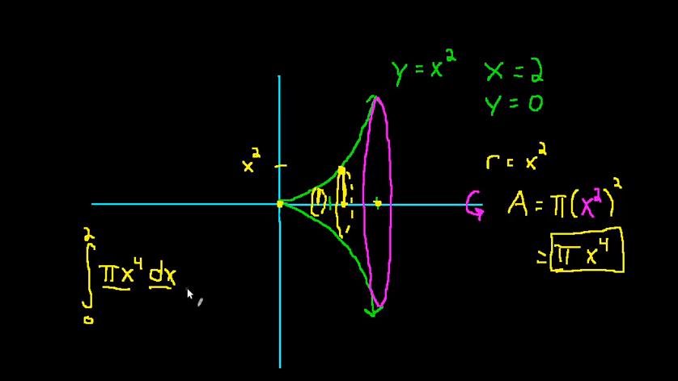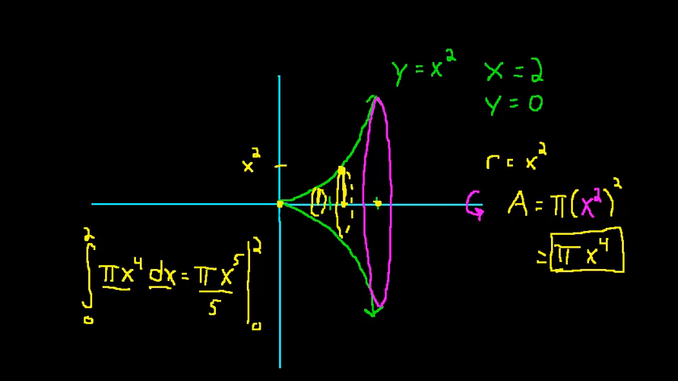The rest is just some mechanics. We just integrate this now. What's the antiderivative of pi x to the fourth? It's going to be pi times x to the fifth divided by 5, and that's going to get evaluated from 0 to 2. And now we just use our fundamental theorem of calculus.